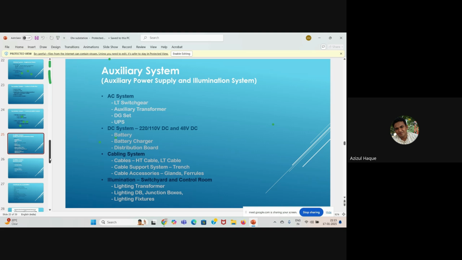And again, that AC system has main system, backup system, so that there is never complete failure of power. In case of complete failure of power from auxiliary transformer, then there is backup of DG set. Sometimes we use UPS for these computer systems, SAS system. We have to keep the computers always running. So we use UPS.